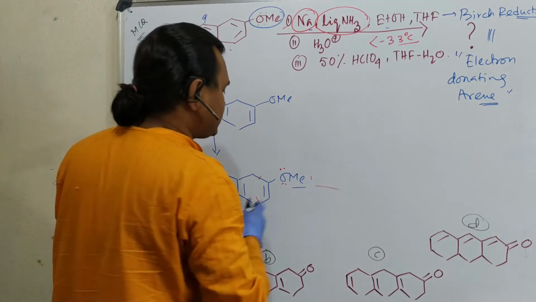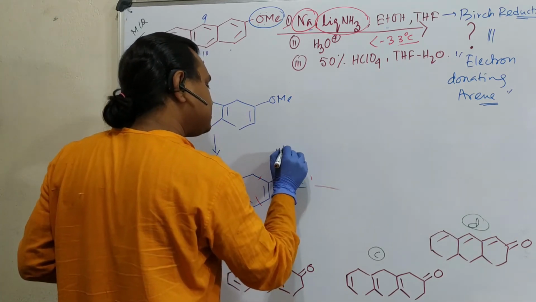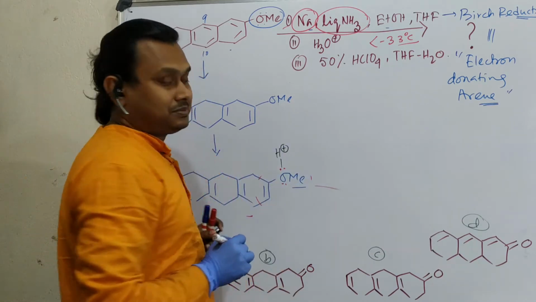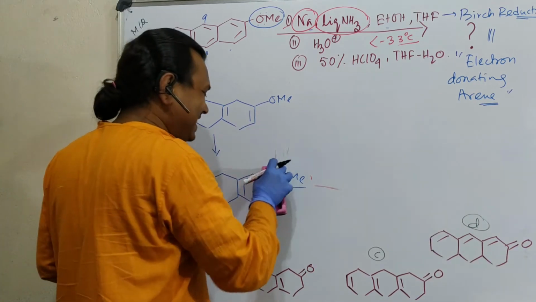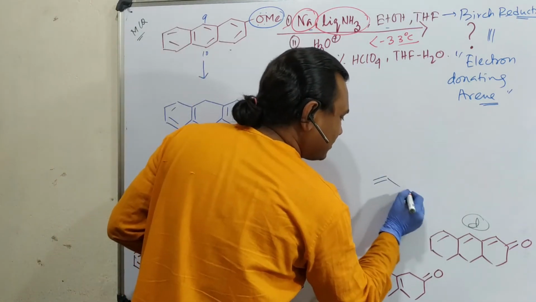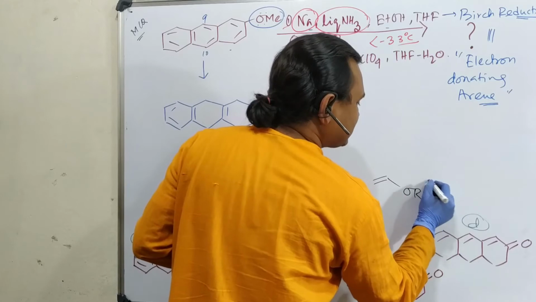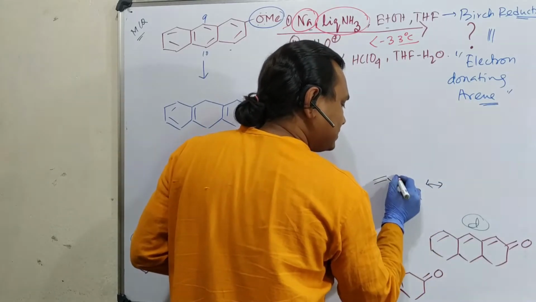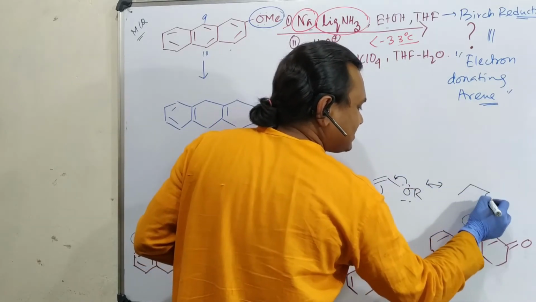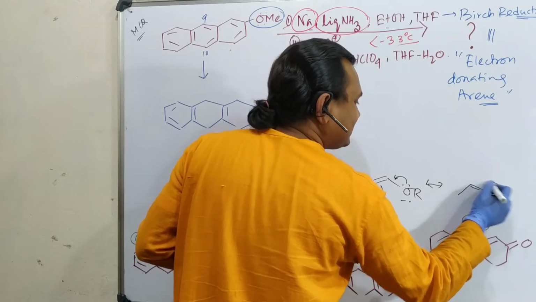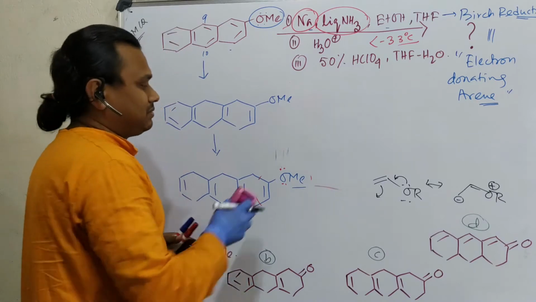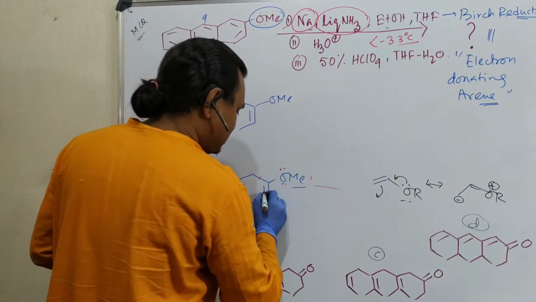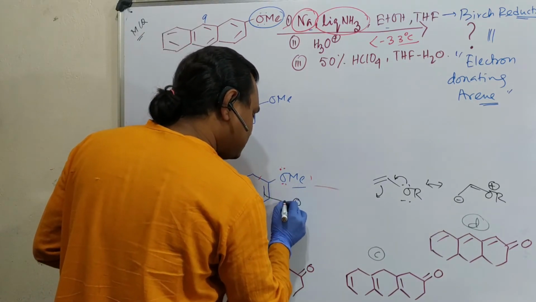First of all, what happens? This acid HCl, does this get protonated? No. Why? See, this is a double bond, and this is OR. It is a vinyl ether, it has a canonical form. This pushes, this goes. So OR, this negative charge. So the double bond actually abstracts the proton, H plus.